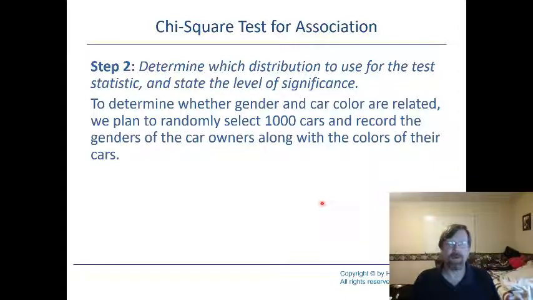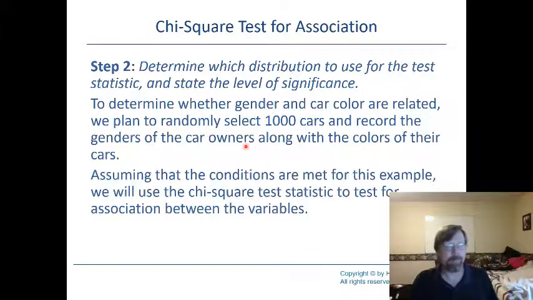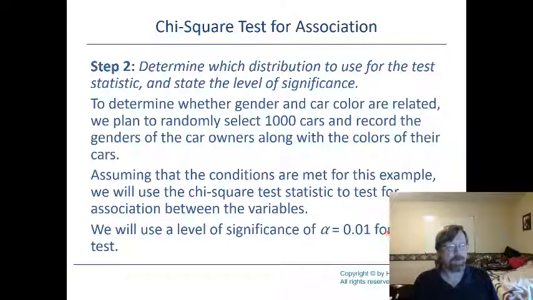If we plan on randomly selecting 1,000 cars and recording the gender of the car owners and the color of their cars, assuming the other conditions, multinomial experiment, etc., are met, we can use the chi-square test statistic. In this case, we are going to use 0.01, so 1%, for this test.